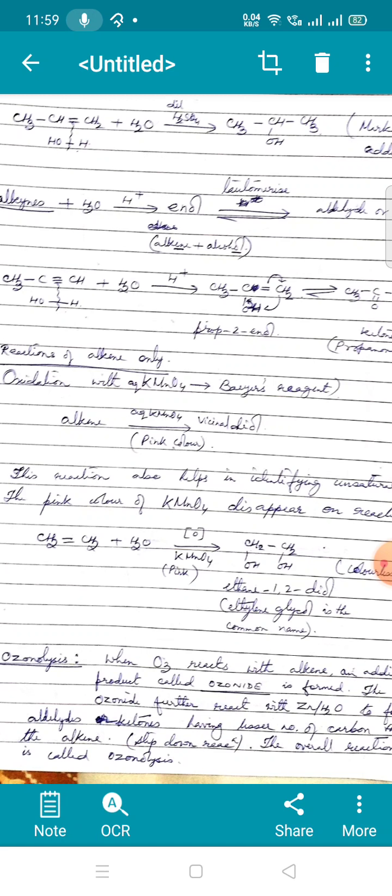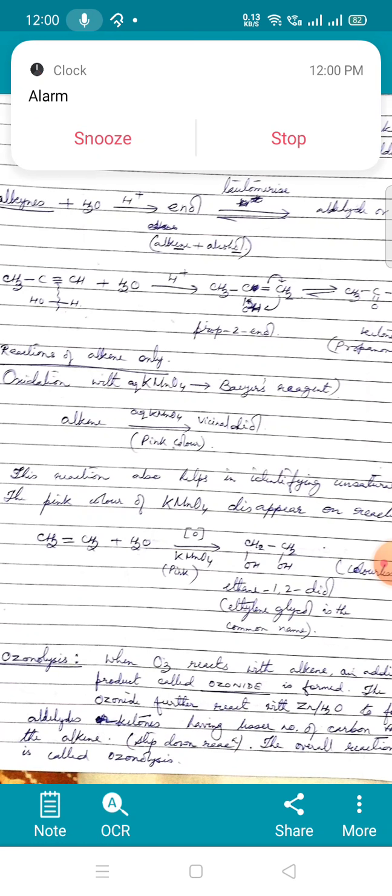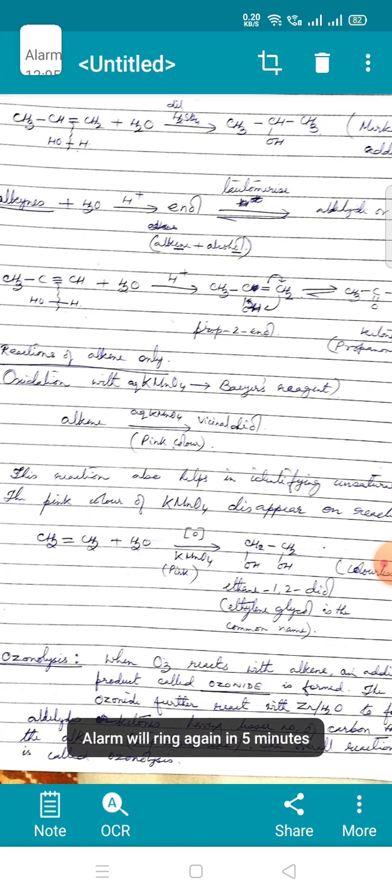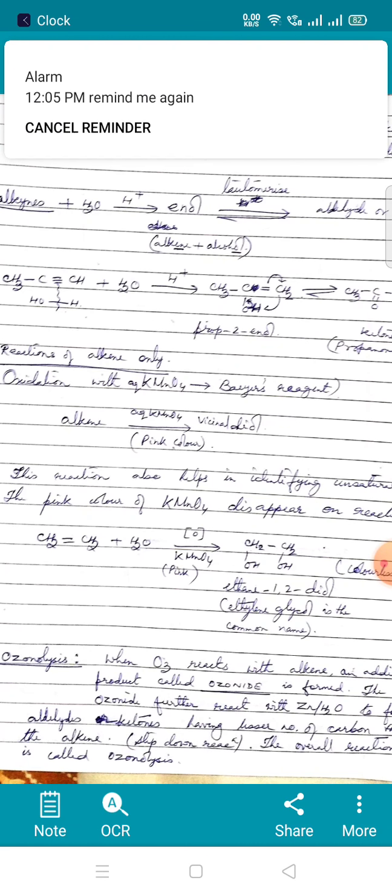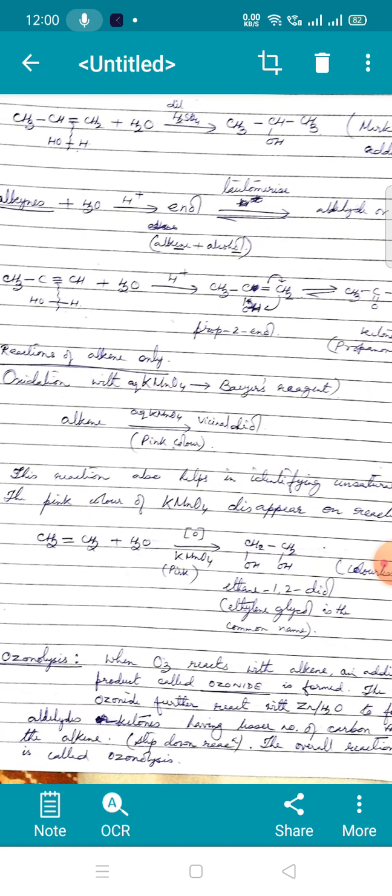CH2 double bond CH2. Since we have taken aqueous KMnO4, we are writing water. And KMnO4, all of you know, is an oxidizing agent. It releases nascent oxygen. So what happens here? Both the carbons take up one OH. And since two OHs are attached to adjacent carbons, we call them vicinal diols. The name of this compound is ethane-1,2-diol.